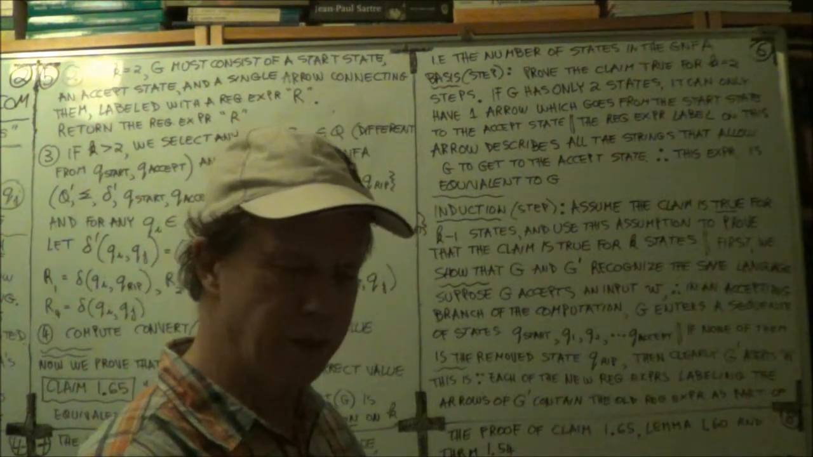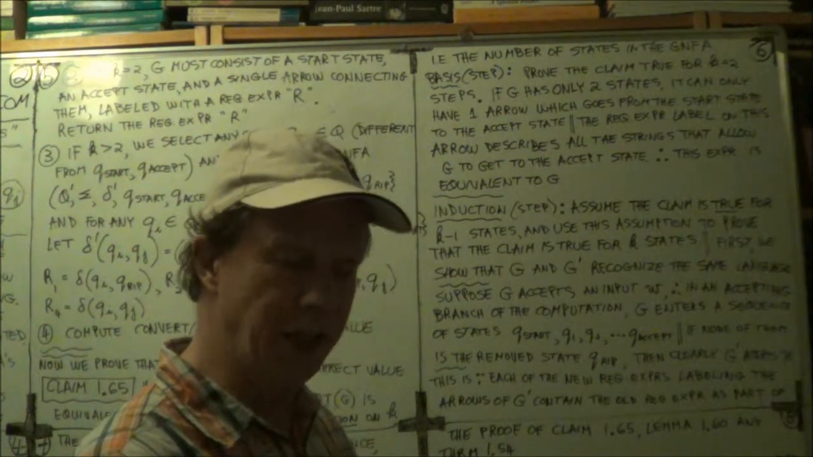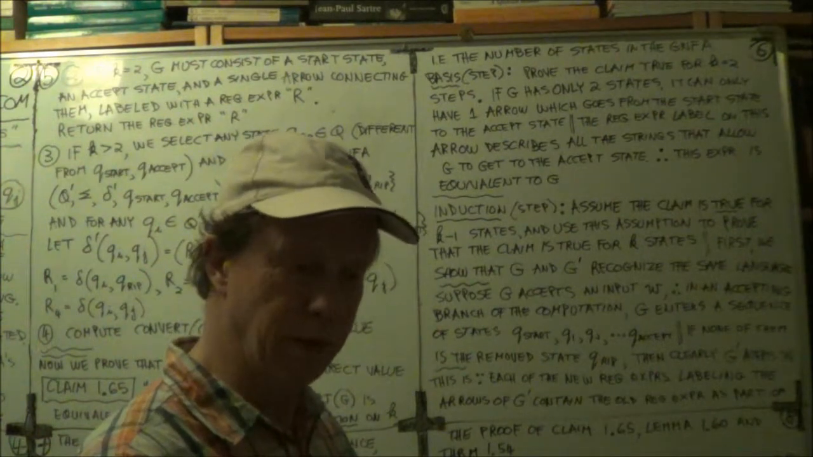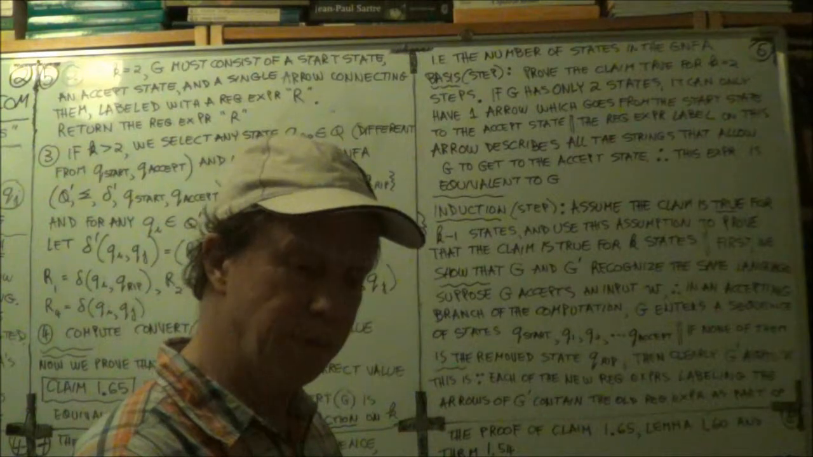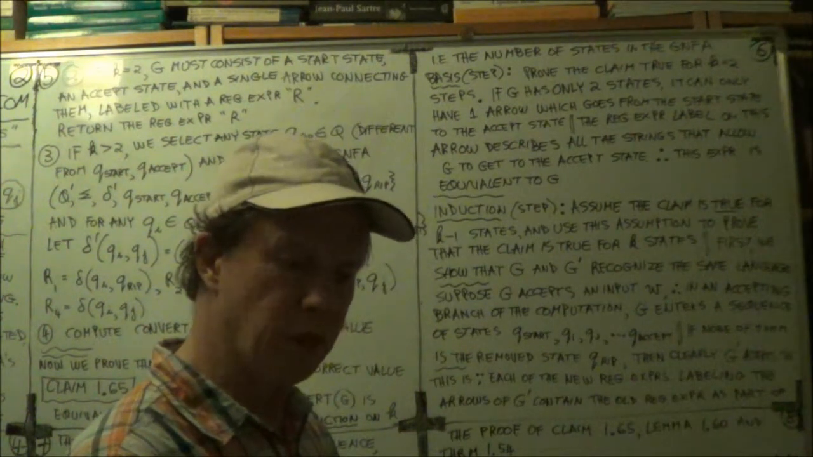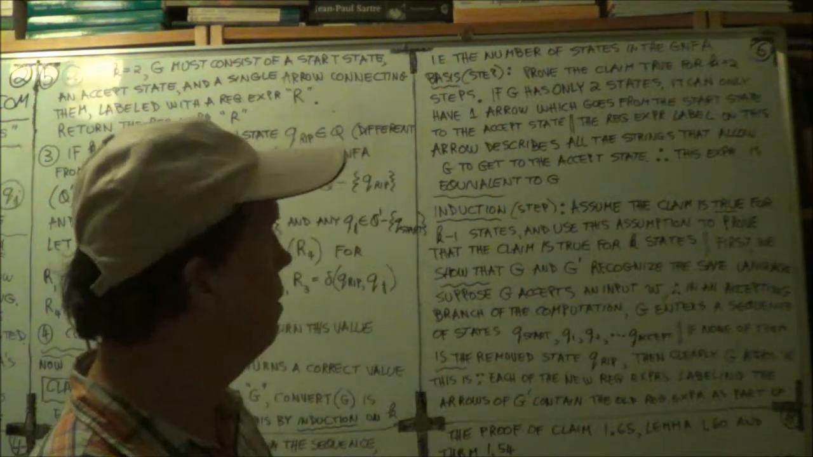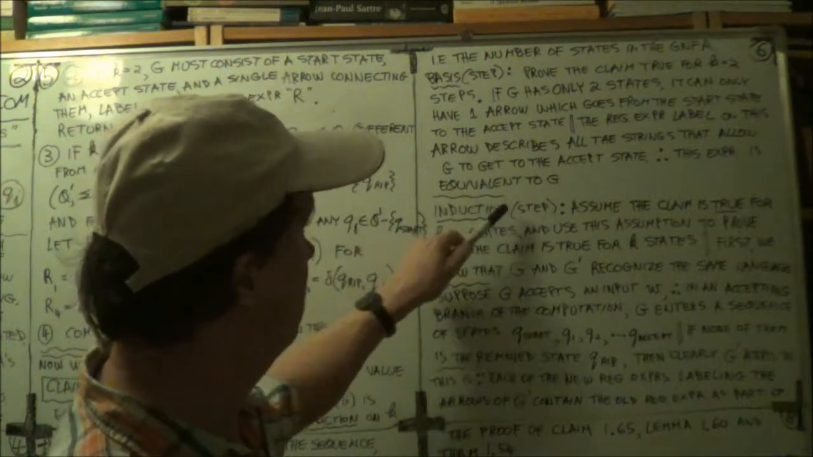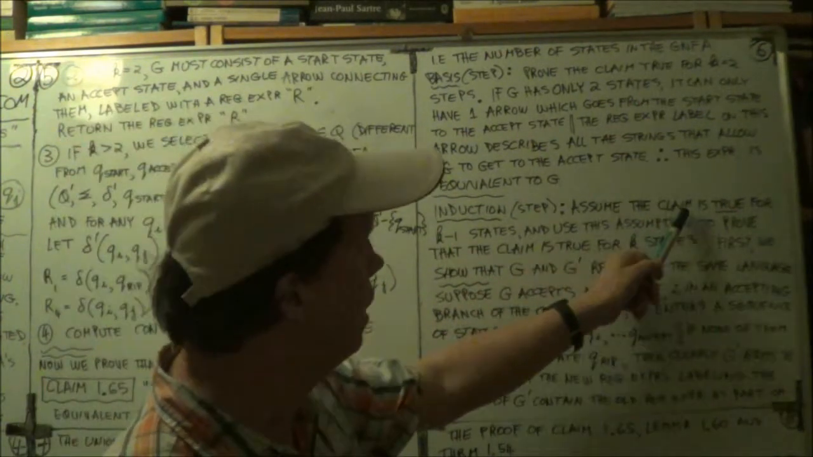Okay, so what we're trying to show is if convert G dashed works, it is equivalent, then convert of G also works. So let's try and show that. That's the inductive step. Okay. So we assume the claim is true.